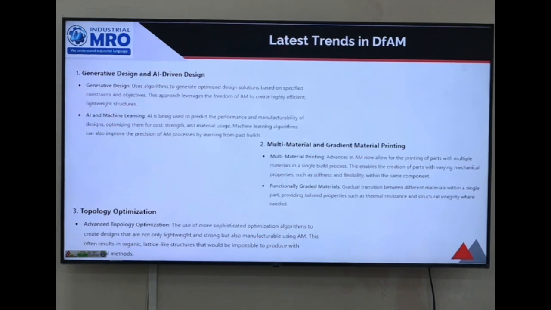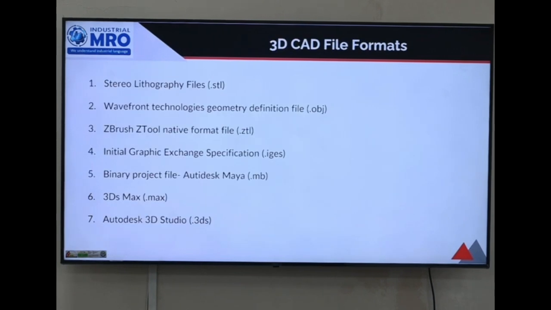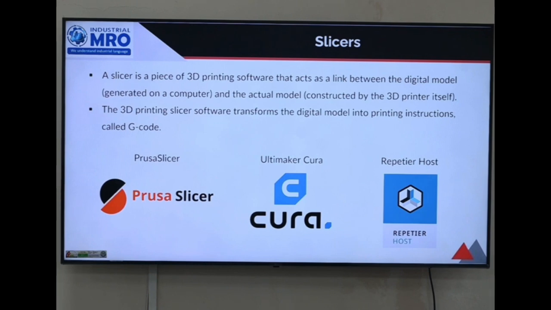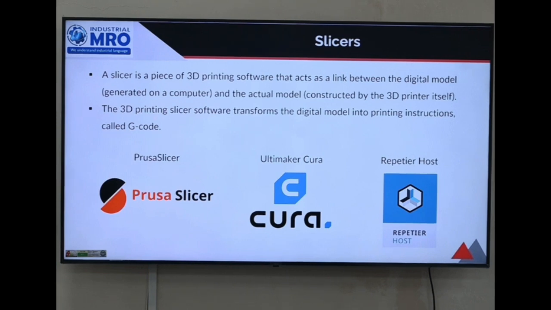There are various file formats: STL, then OBJ, ZTL, IGES, MB, Max. These files you can select, and then you can give the input to the slicer as I mentioned earlier. There are other slicers like Prusa Slicer, Ultimaker, Repetier. And in Markforged, there is Eiger. So they have their own slicer.